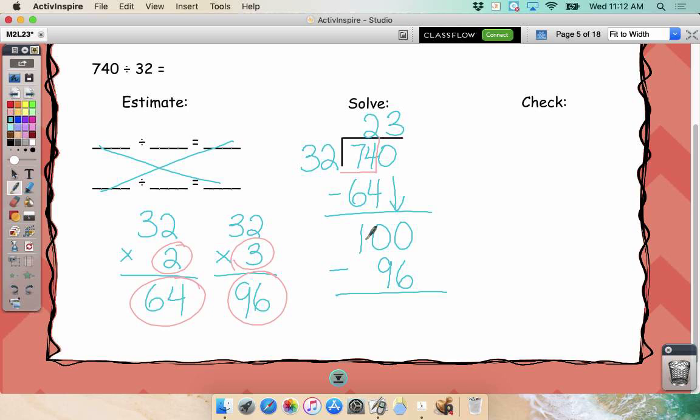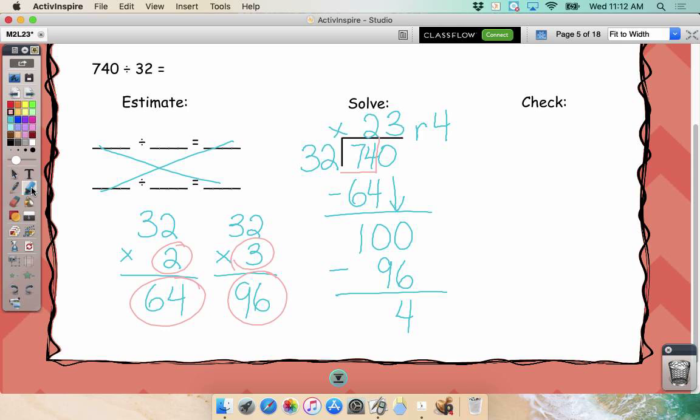What's 100 minus 96? 4. Just think of it like that. Or count up. Start at 96, 97, 98, 99, 100, okay? So my remainder is 4. What should I write here to help me? Multiplication sign.